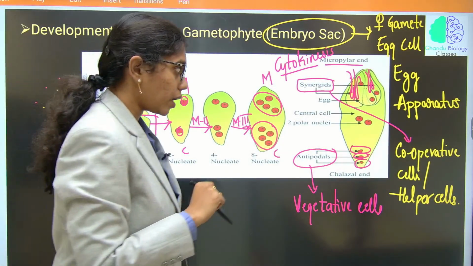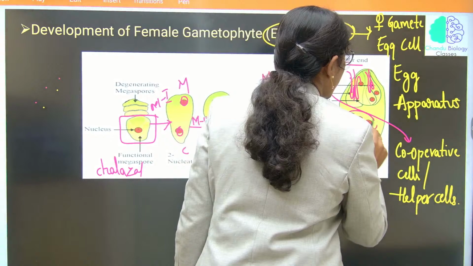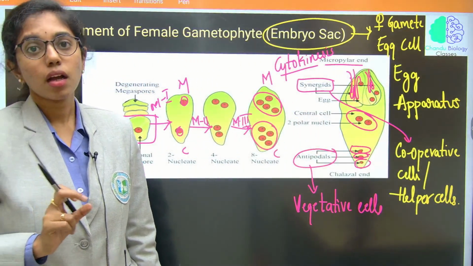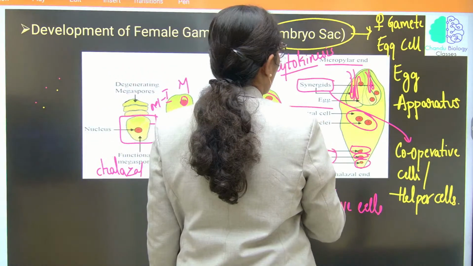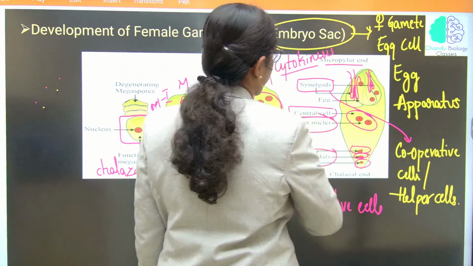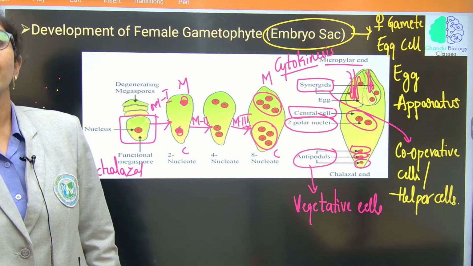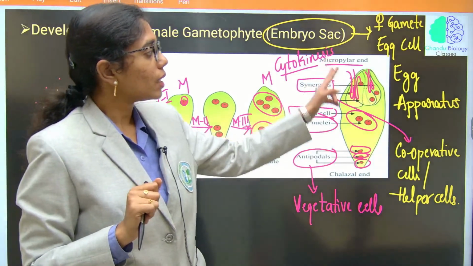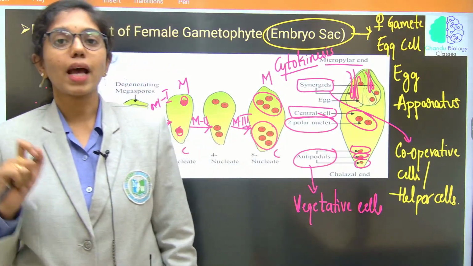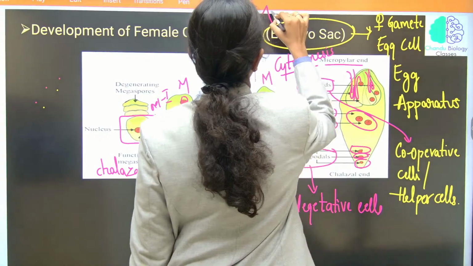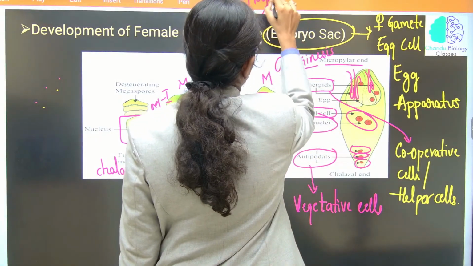And at the center, 2 nuclei together form 1 cell, known as the central cell or polar nuclei. 2 polar nuclei at the center form 1 central cell. But all other cells present in the embryo sac are haploid. So the female gametophyte or embryo sac ploidy is haploid. Remember that.